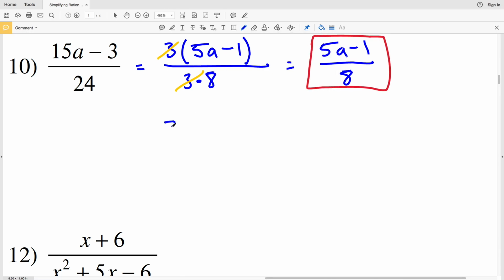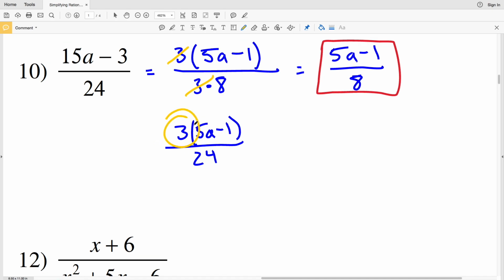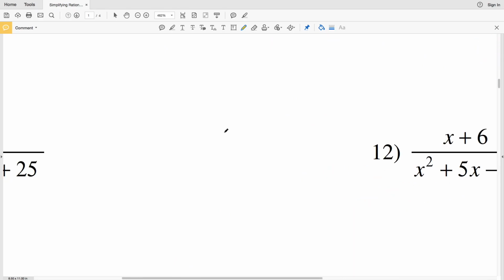You could have also written this as 3 times 5a minus 1 over 24, and then just divided the numerator by 3 and the denominator by 3 to get 1 over 8. And that would be 1 times 5a minus 1, which is 5a minus 1 over 8. Let's continue on to number 11.